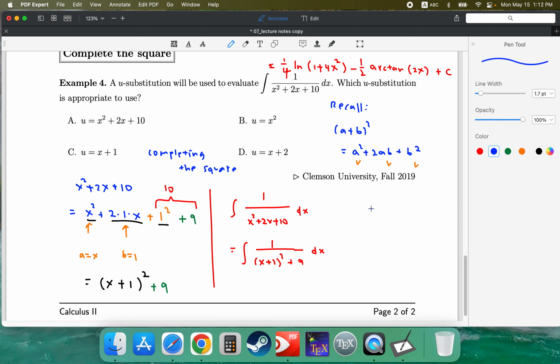So apparently right here you need to let u be x plus 1, and du is just dx. X plus 1 is your u. So this becomes 1 over u squared plus 9 du. And if you are familiar with Calc 1, you know that this integral will be 1/3 arctangent of u over 3.